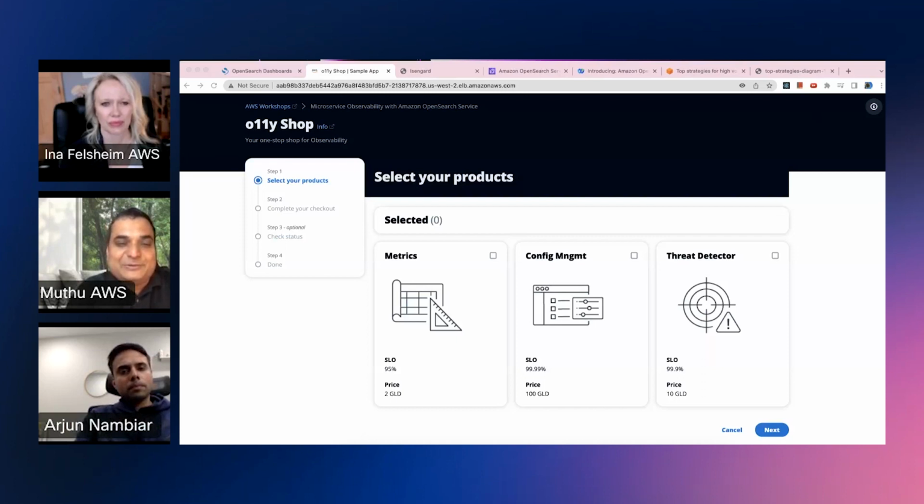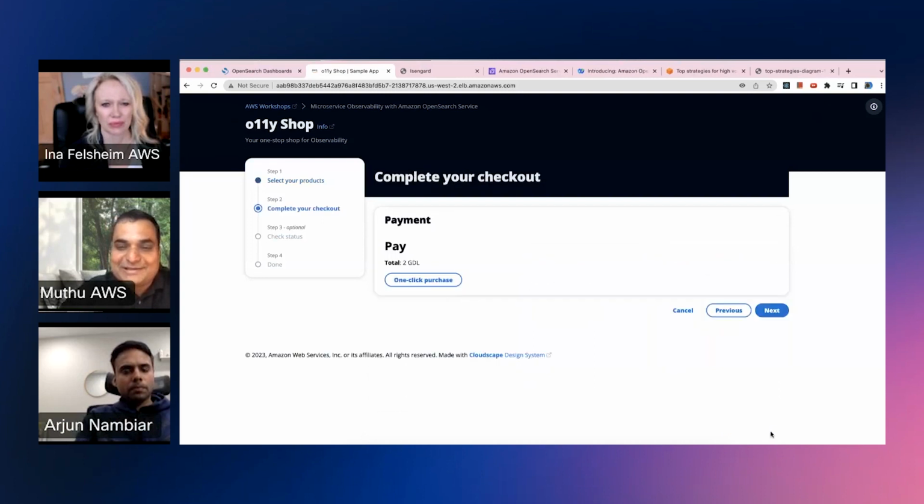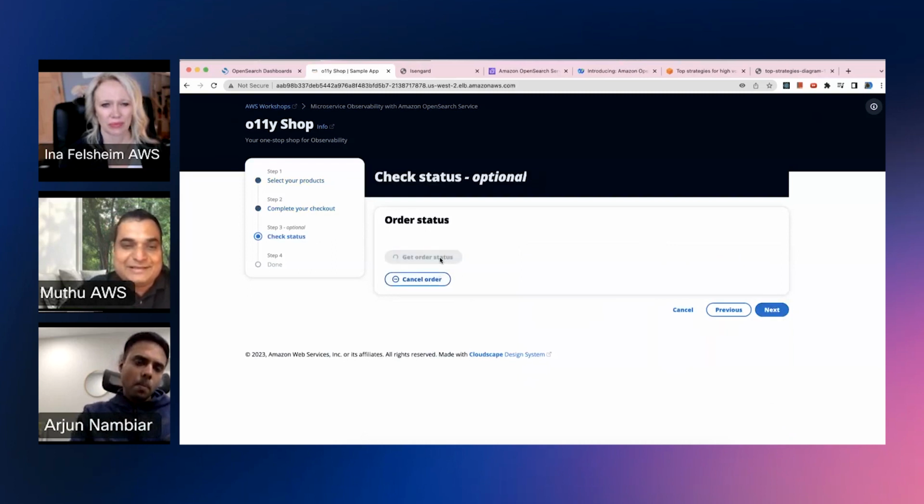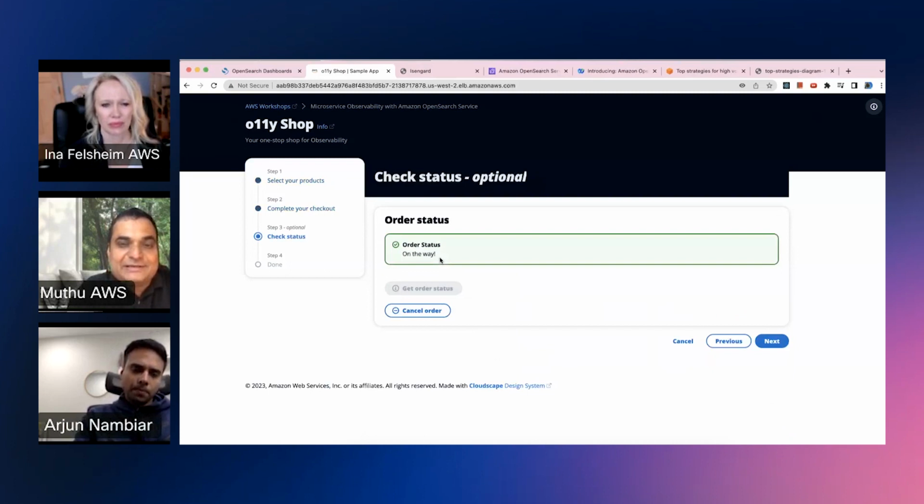It's meant to resemble Amazon, where you click something and buy it. In this case, I need to name these better, but this is an item I'm going to buy. Click next. I'm going to do one-click purchase like Amazon that you're used to. Click next, get the order status and so on, just to generate some traffic on this.